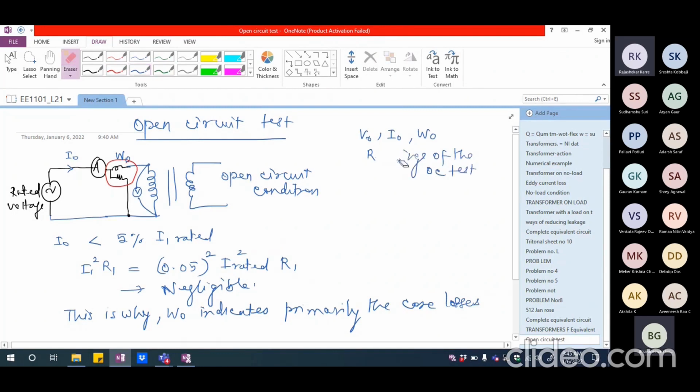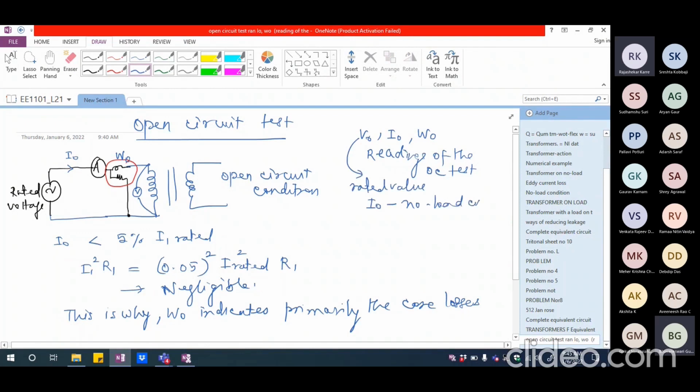So the open circuit test of the transformer is going to give majorly three readings. One is V0, the voltage input to the transformer, which I should adjust to the rated value of voltage. Whereas what I get as I0 will be the no load current. And W0 will be the core losses. These are the three readings I'm going to get.